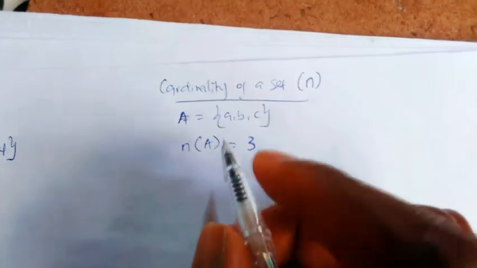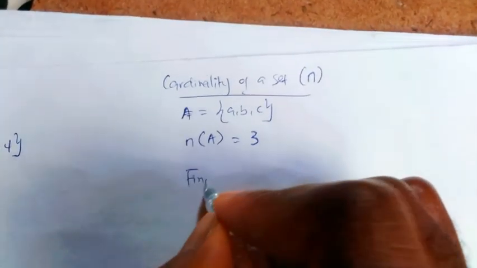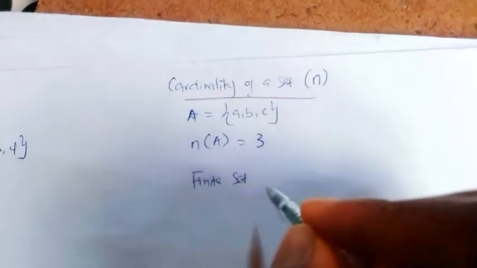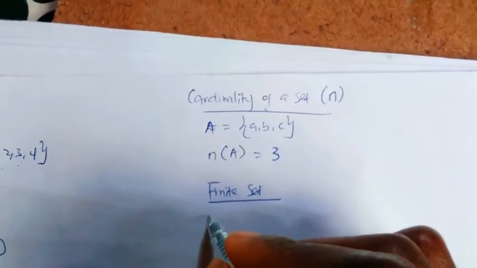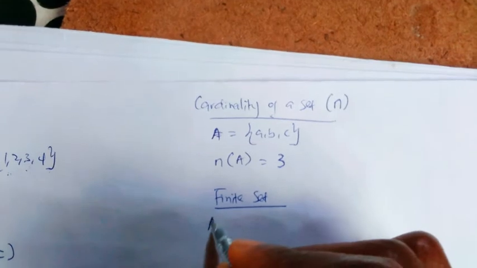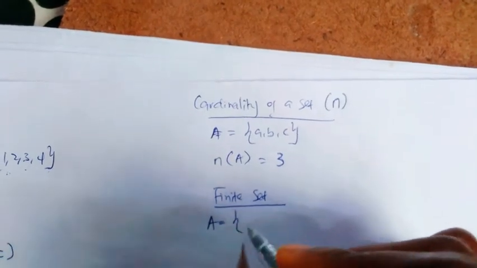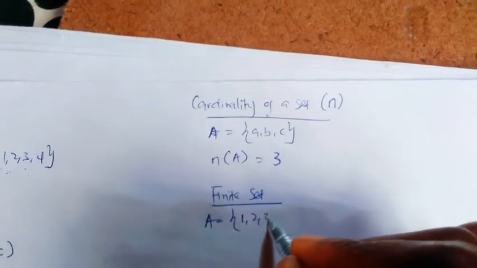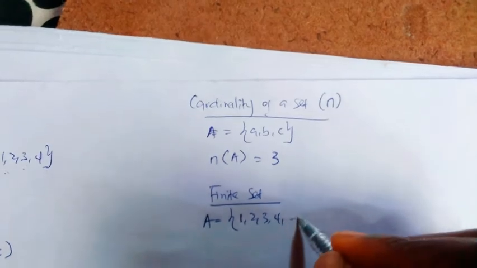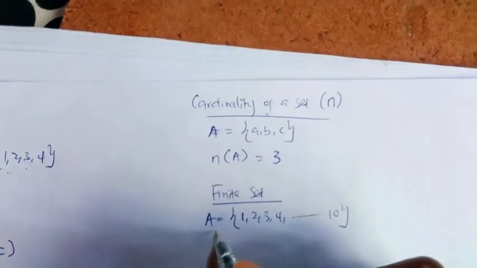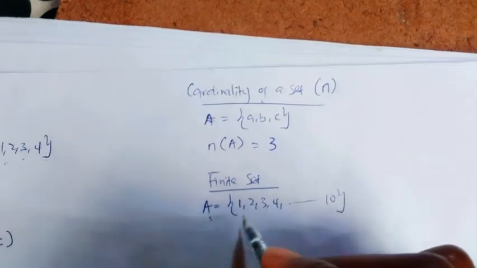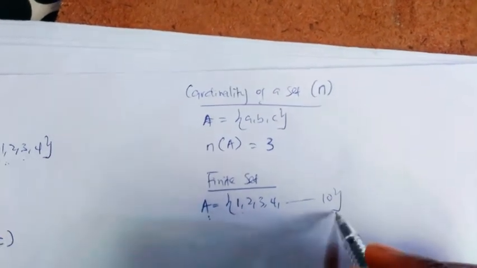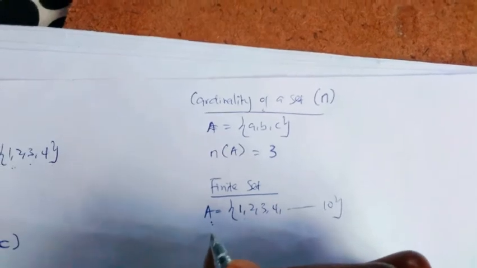Now, from there we'll move to finite set. A set is said to be finite if the elements within that set are defined. Such that for set A, I have numbers from 1 to 10. That's a finite set.